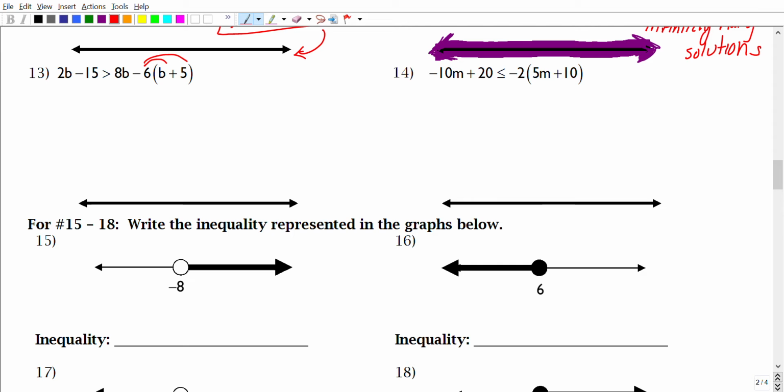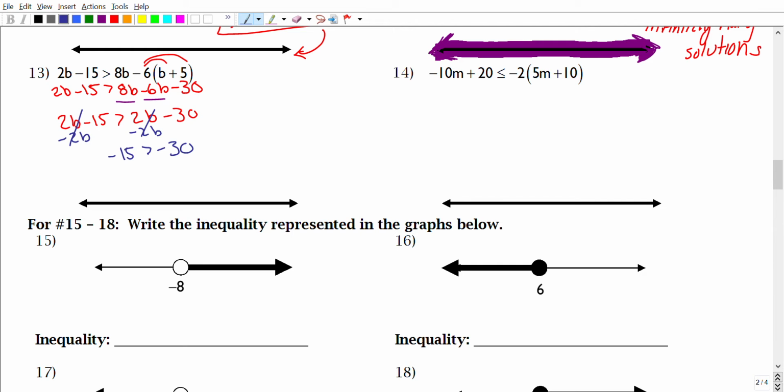So let's distribute that. What do we get? We get 2b minus 15 is greater than 8b minus 6b minus 30. Can I combine anything? Yes, I can. I can combine those two. So what do I get? I get 2b minus 15 is greater than 2b minus 30. Let's actually subtract the 2b. What do I get? I get negative 15 is greater than negative 30.